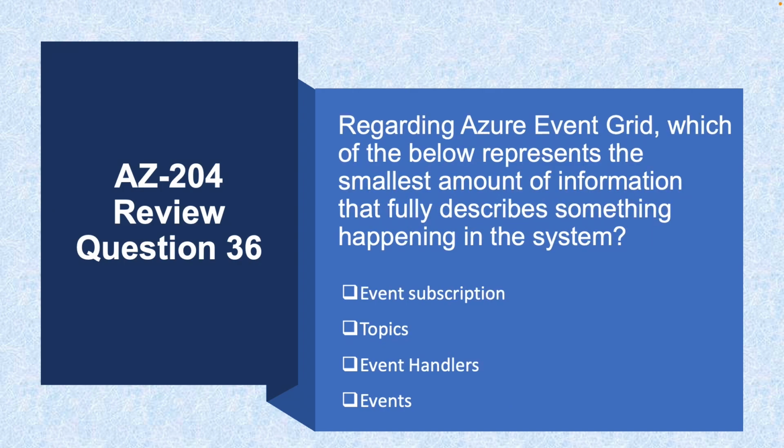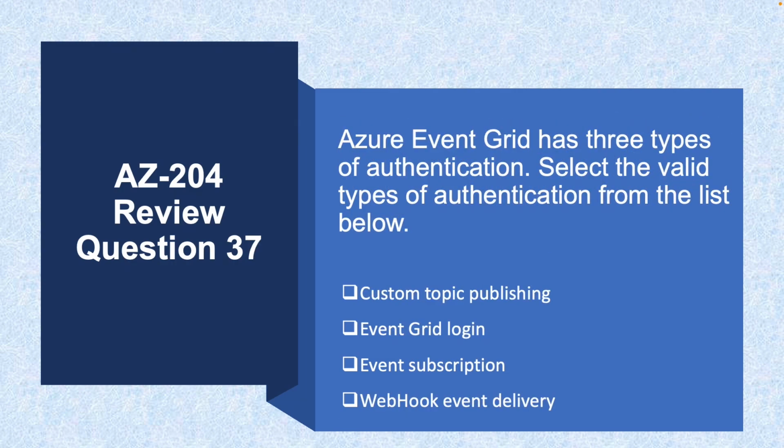Question number 36. Regarding Azure Event Grid, which of the below represents the smallest amount of information that fully describes something happening in the system? Correct answer is events. An event is the smallest amount of information that fully describes something that happened in the system. Every event has common information like the source of the event, the time the event took place, and a unique identifier. Question number 37.